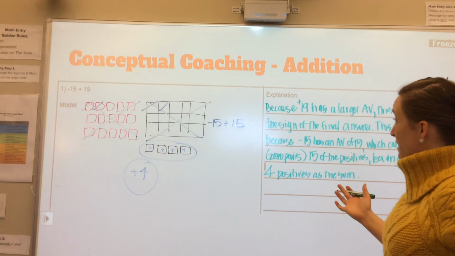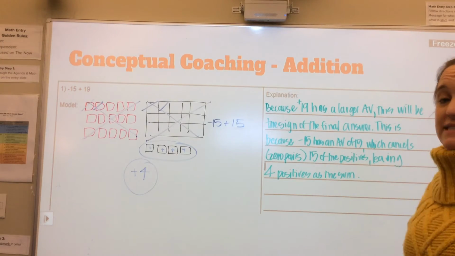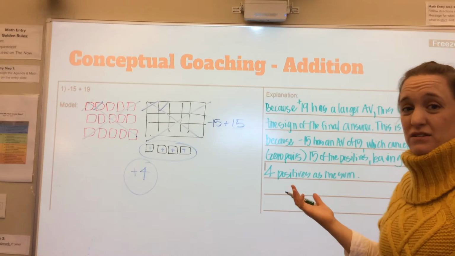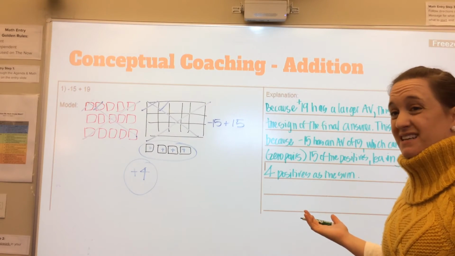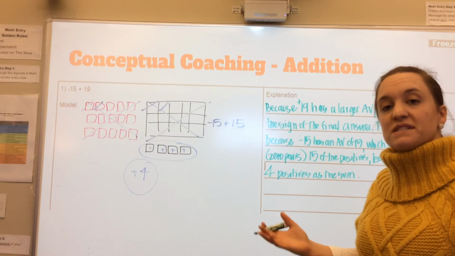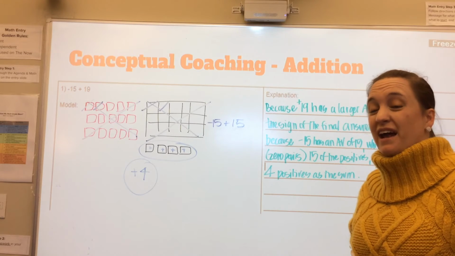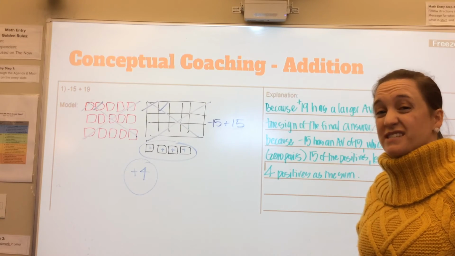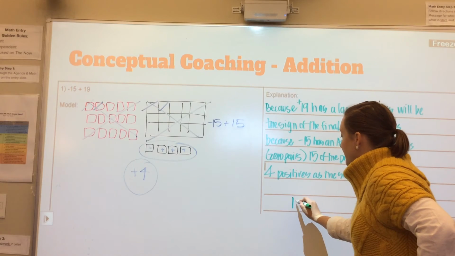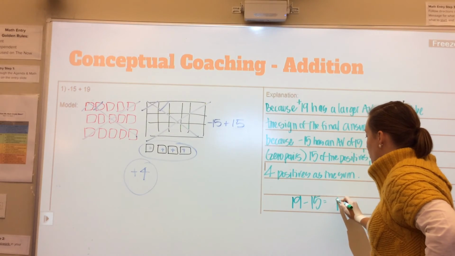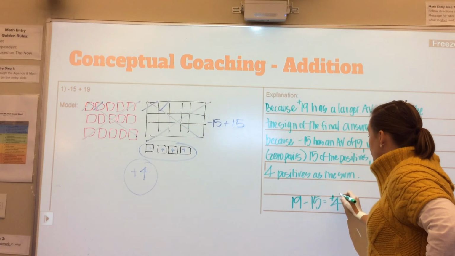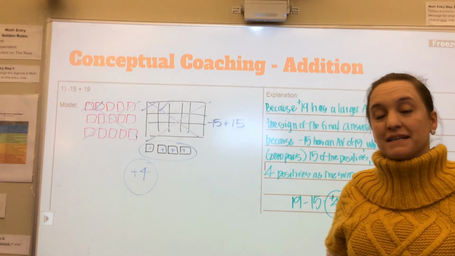So again, because positive 19 has a larger absolute value, its distance from 0, and we have exactly 15 negatives in negative 15 to cancel out 15 of those positives, we're left with some absolute value left over. And that absolute value that is left over is our sum. It's 4. Another way to think of this, of course, is 19 minus 15 equals 4. And because 19 had the larger absolute value, 4 becomes positive. The positive gets the sign.